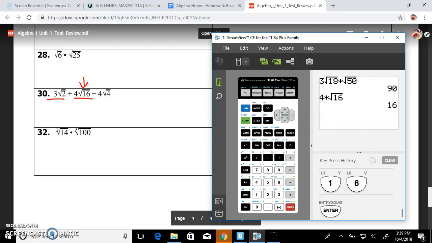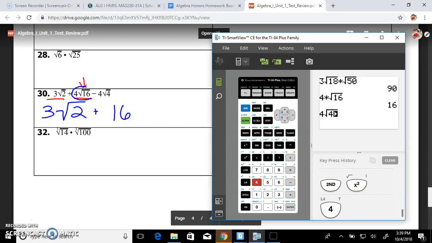And that's just 16. Okay, so right now I've got 3 root 2 plus this itself is 16. Okay, and then we have minus 4 root 4. Well, 4 root 4, square root of 4, that's a perfect square, isn't it? So let's do 4 square root of 4. You should get 8. Very good.